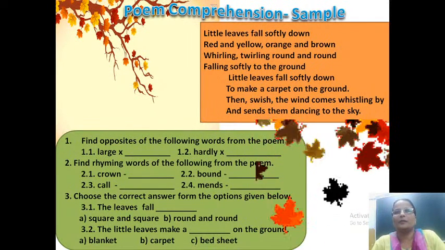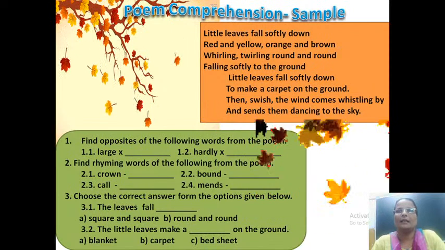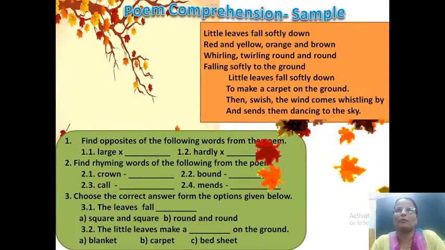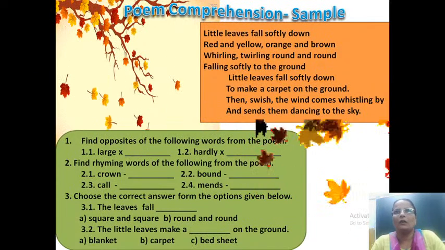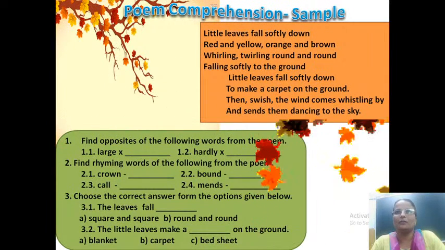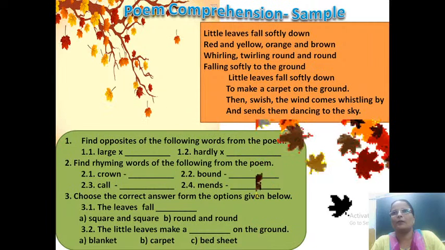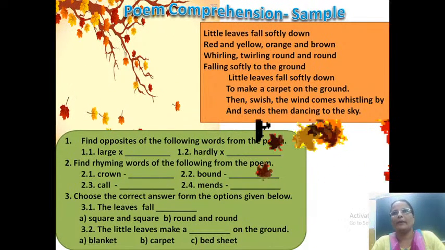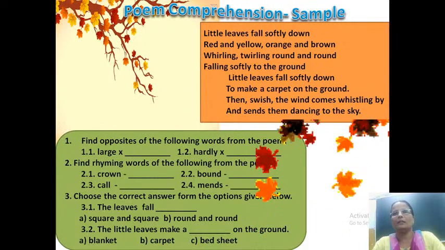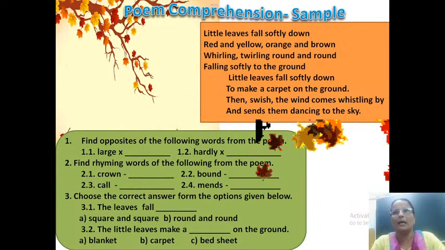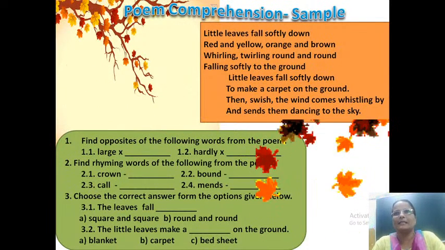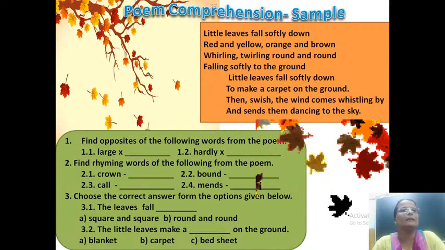Little leaves fall softly down, red and yellow, orange and brown, whirling, twirling round and round, falling softly to the ground. Little leaves fall softly down to make a carpet on the ground. Then swish, the wind comes whistling by and sends them dancing to the sky.